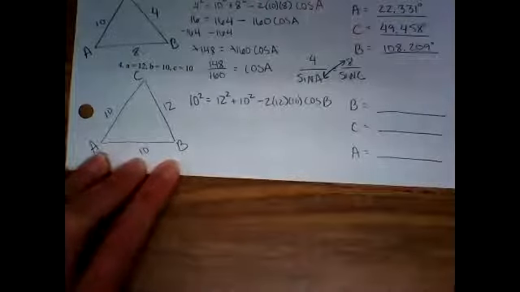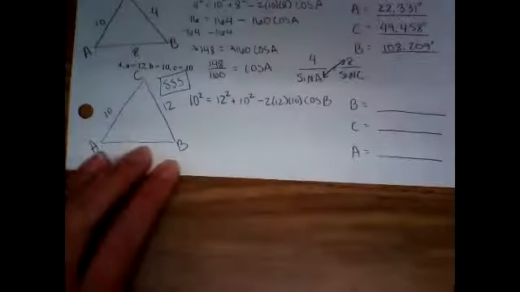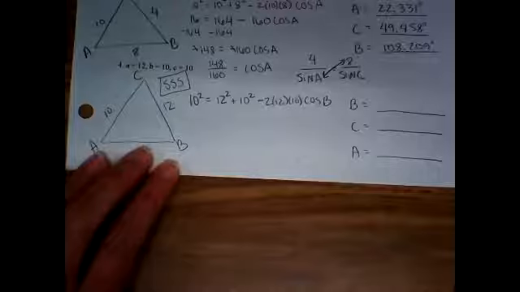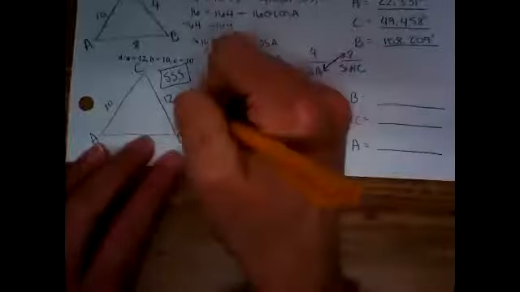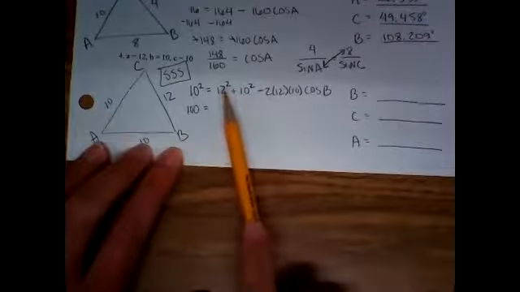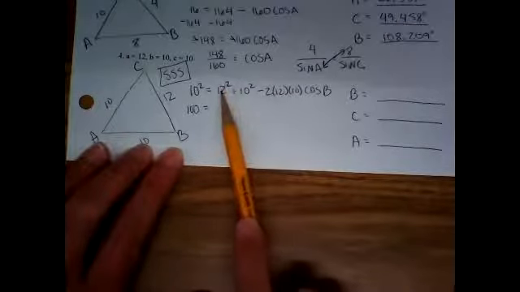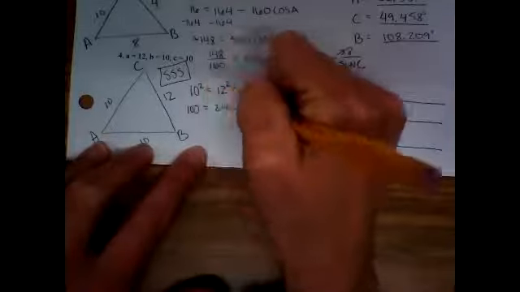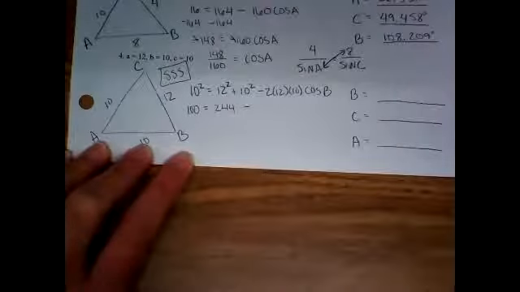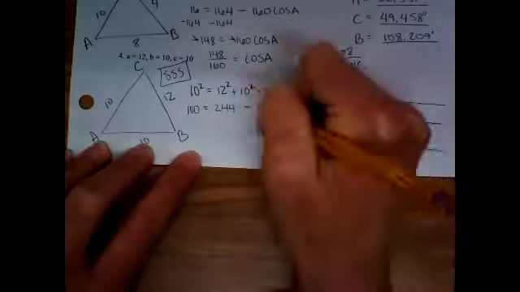And when you have side, side, side, oh, and I guess I forgot to write that. I sometimes forget to write it when it's side, side, side, because it's just obvious that you have all the sides. We're going to have to do a little bit of algebra, but you'll be okay, and you have a calculator. It's going to be fine. 10 squared is 100. On the other side, what's 12 squared? 144 plus another 100 would be 244 minus 2 times 12 times 10, that'd be 240.